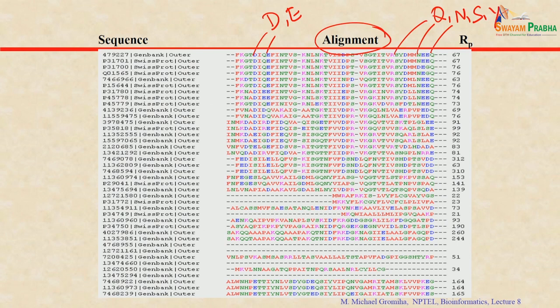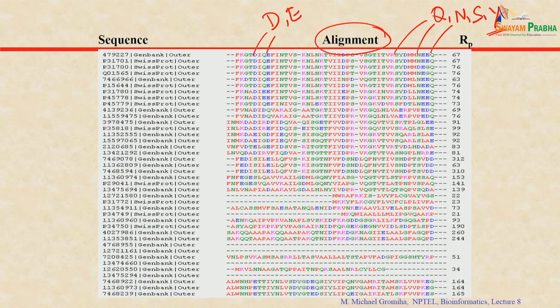Q, N, S, Y, right? These are polar residues. They listed Y as a polar residue because it contains an OH group. So, this is aromatic, but since it contains an OH group, ClustalW considers it polar. So, they give green color for that.